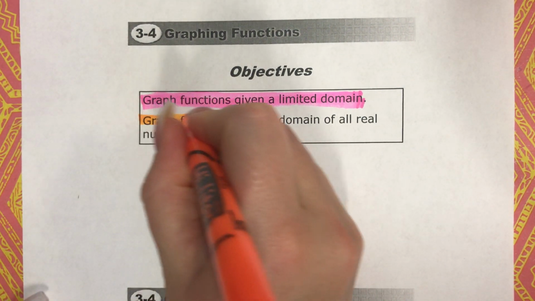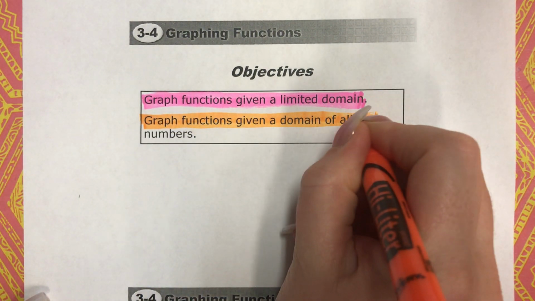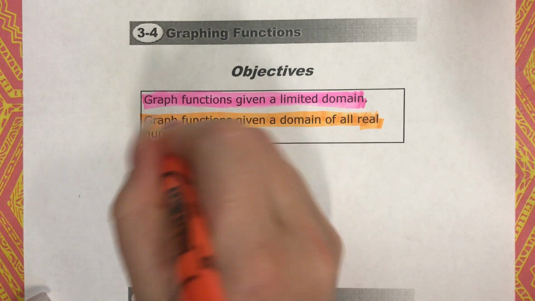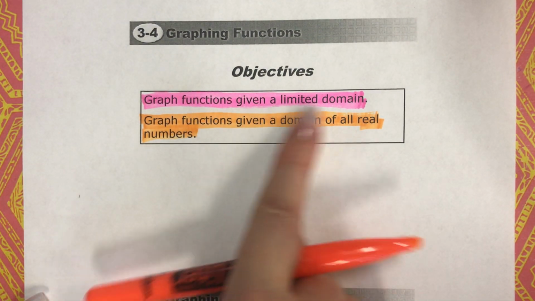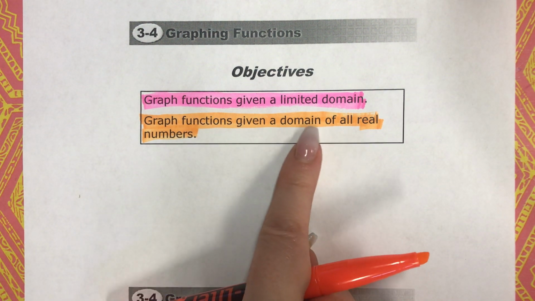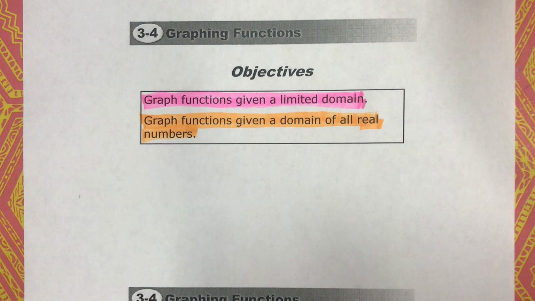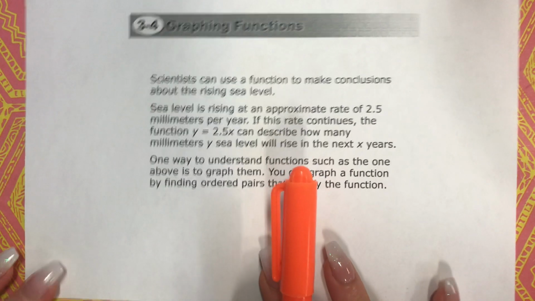Okay, so it looks like today we're going to be graphing functions, and it's really going to depend on this idea of domain. We're going to look at graphing functions when we have a limited domain, and graphing functions when it's all real numbers, which means the domain isn't really limited. Okay, so let's get started.